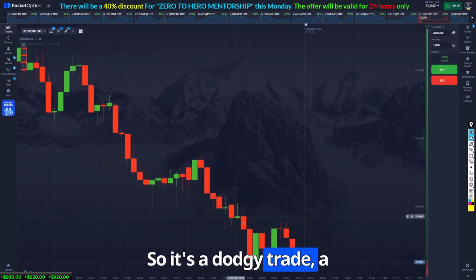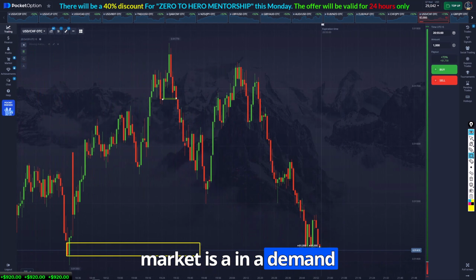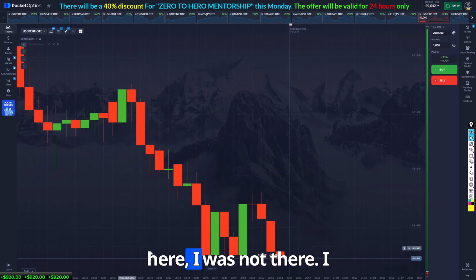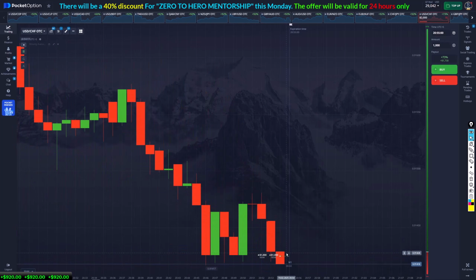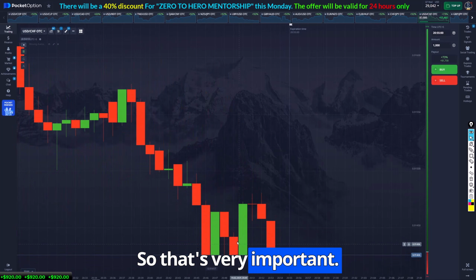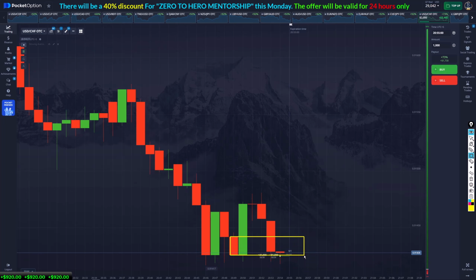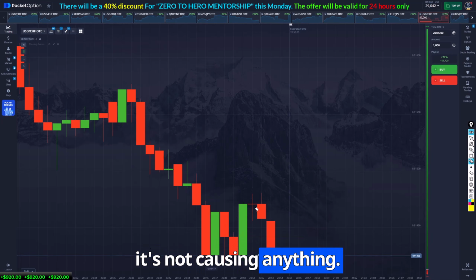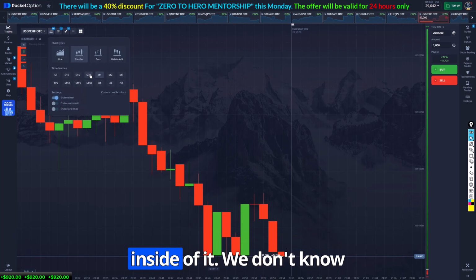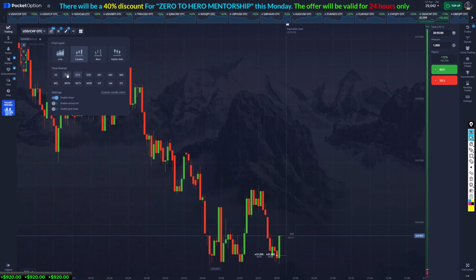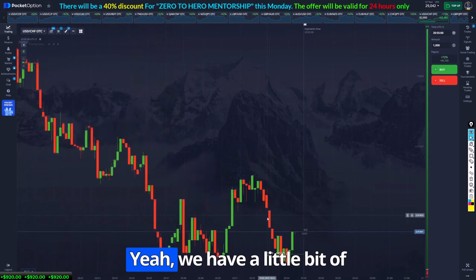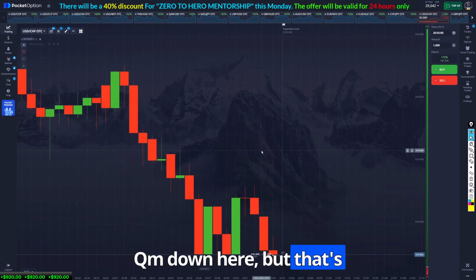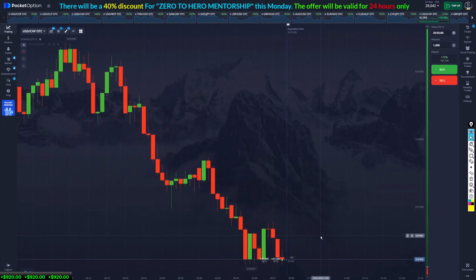So it's a Dogee trade. Market is in a demand area in general. If that demand was not here, I wouldn't take this trade at all. So that's very important. We are also in this engulfing zone, which is nothing, because it's not causing anything. Maybe we have some QM inside of it. We don't know that. Yeah, we have a little bit of QM down here, but that's just good enough to take it.